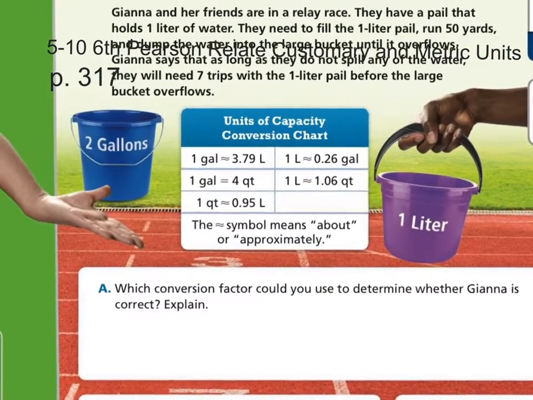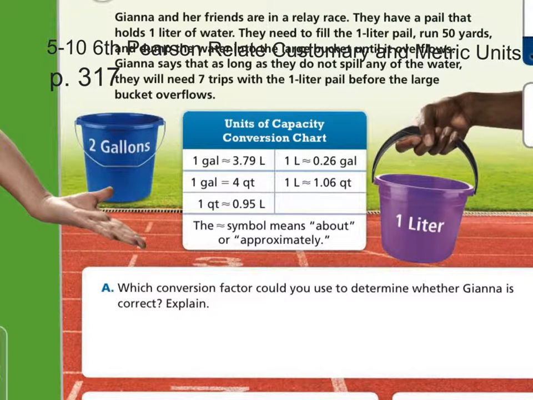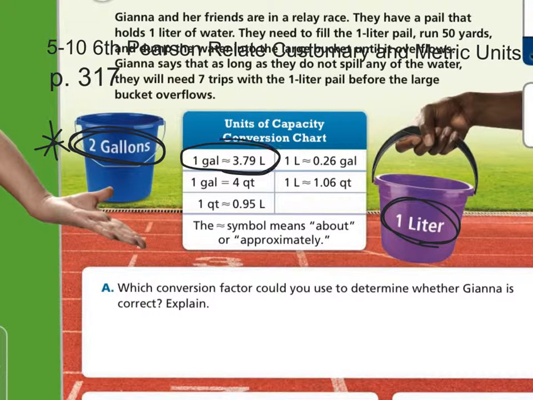So which conversion factor could you use to determine whether Gianna is correct, and explain? If you'll notice from the picture, they already told us that it's a 1 liter bucket we're working with. The big bucket they didn't tell you, but it's in the picture. From the picture you can see we're going to be filling up a 2-gallon bucket. So looking at the chart there, we need to find a conversion factor that is going to help us out with this problem. Probably the easiest conversion to work with is this first one, because that tells us that 1 gallon is about 3.79 liters.